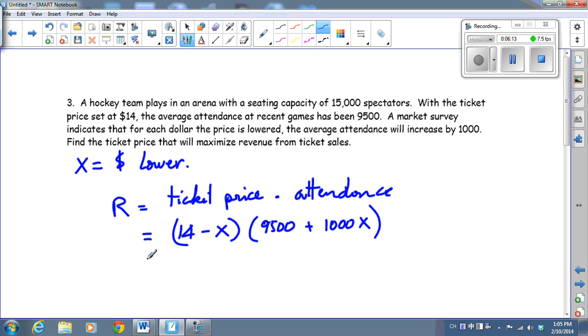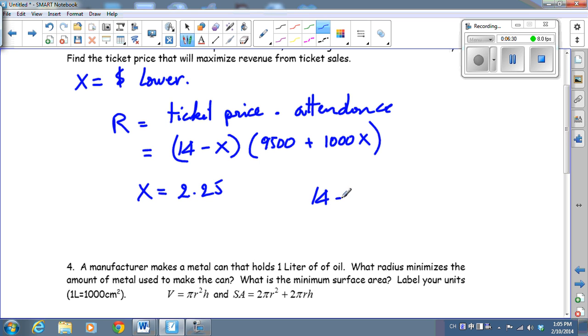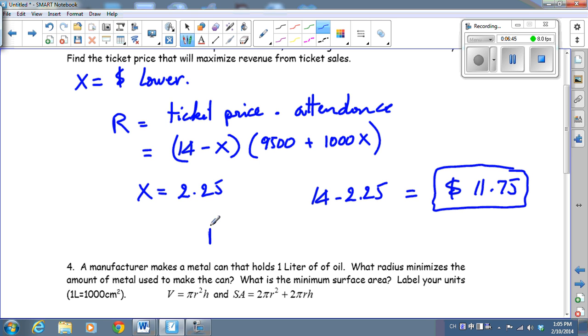So if you want to solve this one, using your calculator again, you will end up with X is equal to 2.25. Guess what? This 2.25 does not quite represent how much the ticket price is. So to find the exact price, I will say 14 minus 2.25, and you end up with a dollar amount of 11.75. With this 11.75, the revenue will end up being 138,062.50. Use your calculator to get this answer.